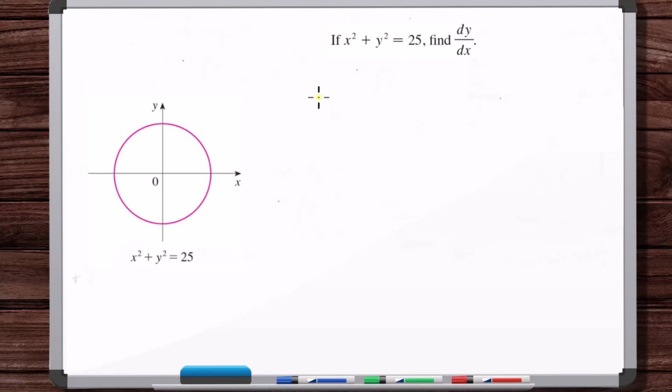So the idea is we've got an implicitly defined function. This is an equation where y is implicitly defined. If you come here, this is a circle, right? This is x squared plus y squared is equal to 25. But you can see y is the dependent variable and x is the independent variable. So that's why we don't say x is implicitly defined here. The assumption is that y is implicitly defined.